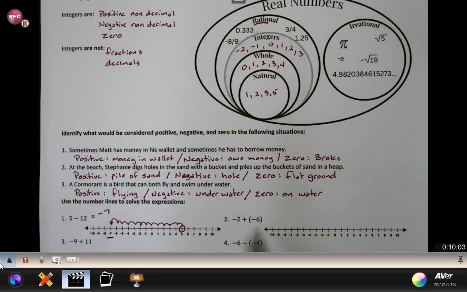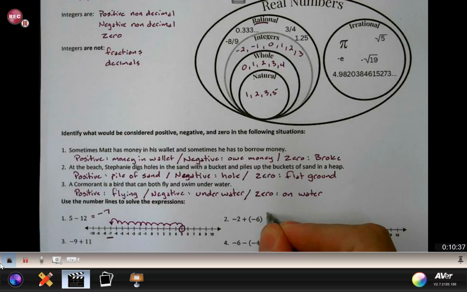Negative 2 plus 6, or plus a negative 6. So remember when it says plus a negative 6, this is the same thing as negative 2 minus 6. Let's think of sand. Negative 2, she's got a hole. Stephanie has a hole that is 2 buckets deep. And then we're going to combine it with taking out another 6 buckets of sand. So I start with a hole, and I'm just going to make the hole deeper here. So what should I do with these two numbers? I should probably just add them together. My hole is going to be negative 8 buckets deep.